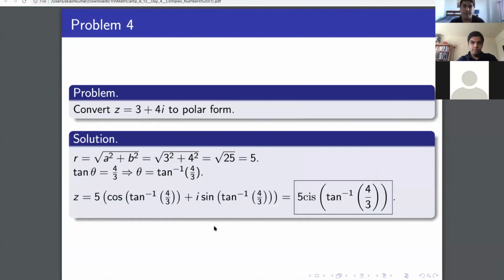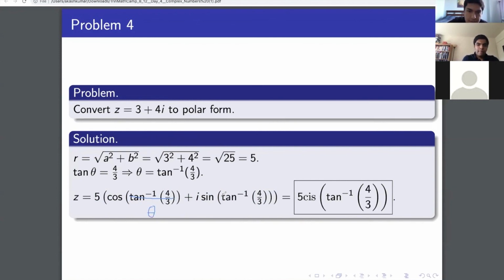For the magnitude, remember that it's the square root of a squared plus b squared. So it's the square root of 3 squared plus 4 squared, which is 5. And then this angle isn't very nice, but tan theta is equal to 4/3, so theta is equal to tan inverse of 4/3. And then you can plug that into what z should be. This may look really kind of weird, but this tan inverse of 4/3 really is just theta, it's the angle.